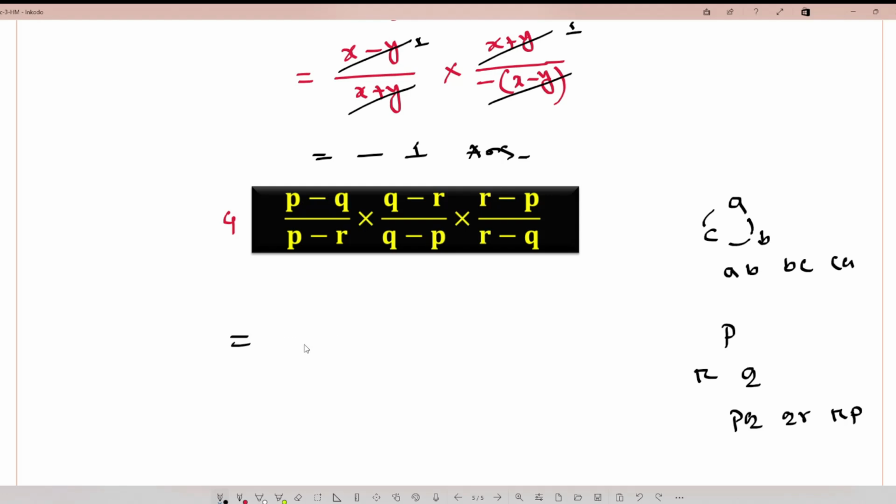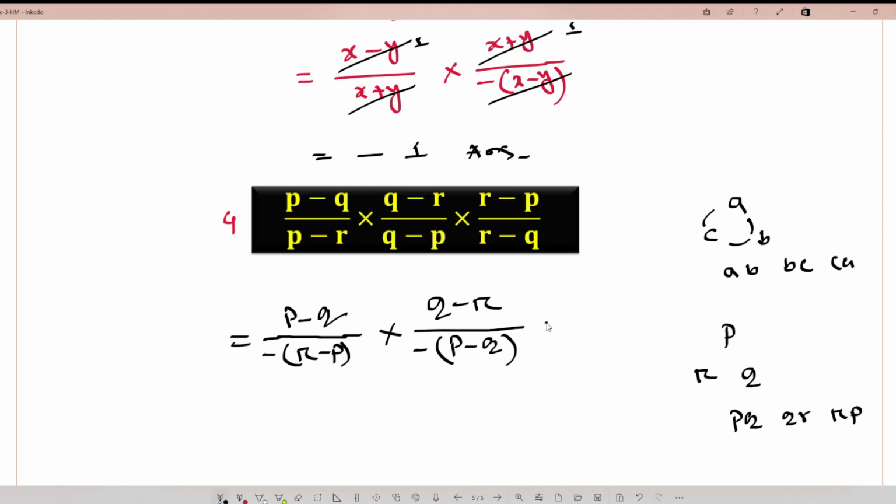Okay, no problem. We can write here P minus Q and here P minus R. We just take common minus, so here is R minus P. We just follow the circle rule. Then times here is Q minus R. But here is Q minus P. We can take common minus, so it will become P minus Q. Same thing, here is R minus P. We just take common minus, so it will become Q minus R.